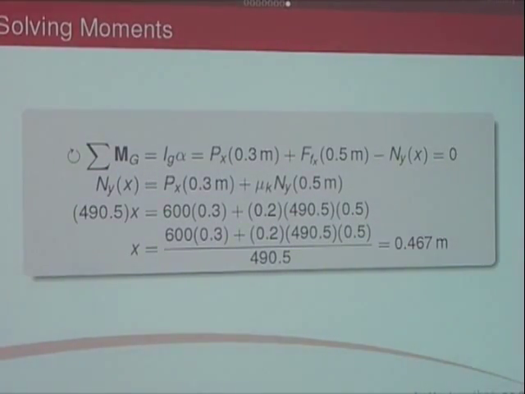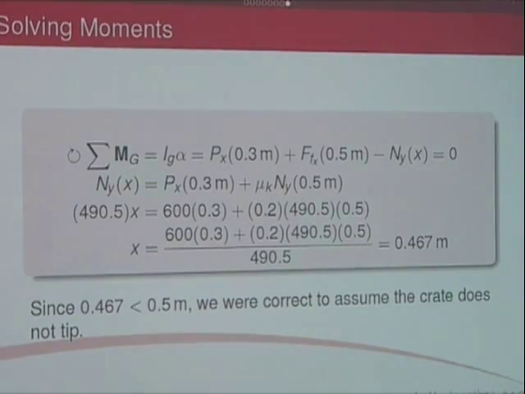We put Nx on one side, okay? Everything else on the other. We divide by Ny, which leaves us with x on its own. You apply the sums, do the calculations, and x comes out to be 0.467 meters, which is nicely between 0 and 0.5. So we were right to assume that the crate doesn't tip. That's less than 0.5 meters. We were correct. The crate doesn't tip.